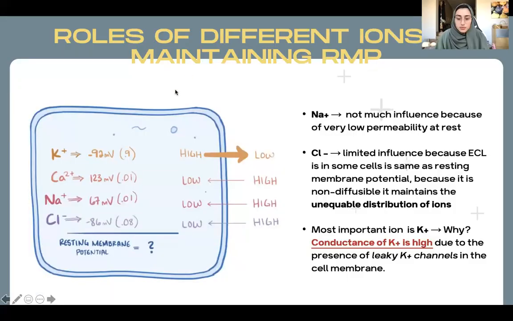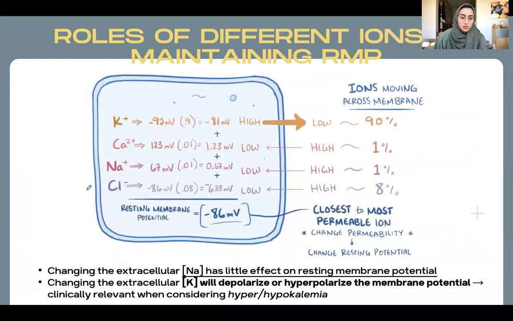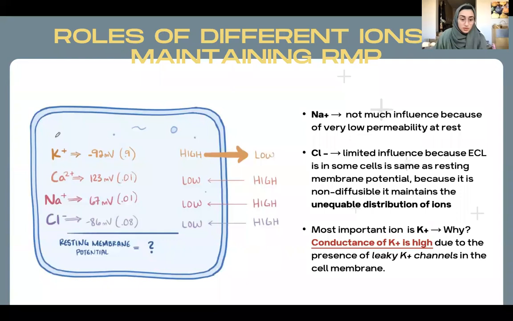Raghan, to answer your question. So there are 2 things you need to know to understand that concept. One is that potassium is higher inside the cell, right? It's written here. Everything else is higher outside the cell, not inside the cell.